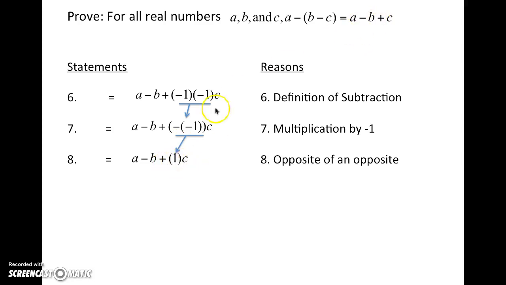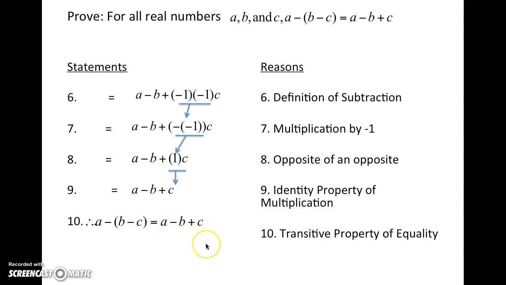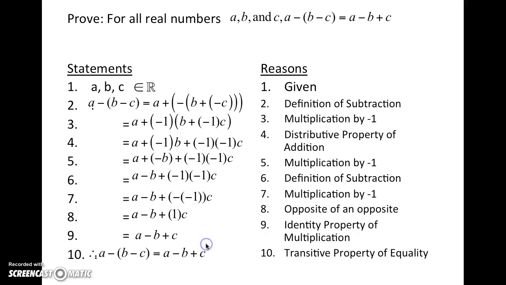So we're really close. We just want c. We have 1 times c. Well, 1 times c is the same as c. Identity property of multiplication. So we got to where we wanted to be. So therefore, a minus the difference of b and c is equal to a minus b plus c. Transitive property of equality.